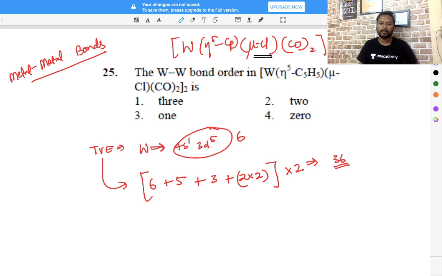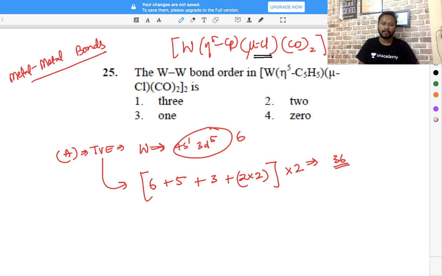Plus 3 is 14, 14 plus 4 is 18, so 18 into 2 is 36, so that's what I am going to get. So 36 is the total valence electron. Now what you need to do, let us call it A.